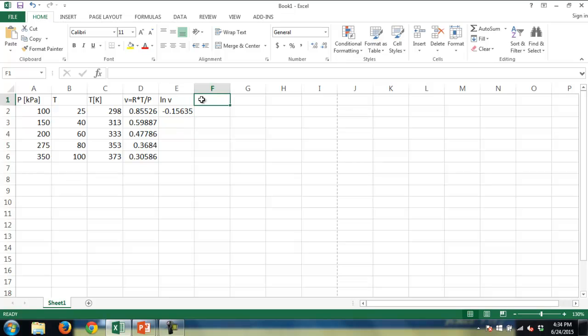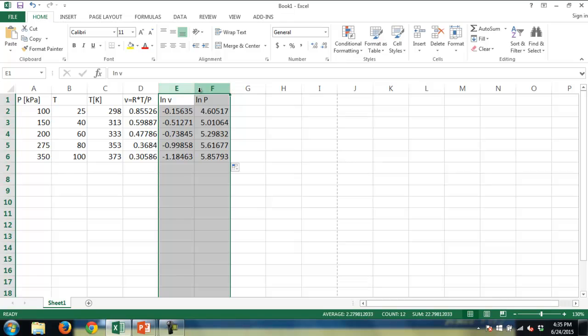And we're going to need to do on the y-axis the natural log of P. So I'll do that equal to the natural log of this column right over here. All right, and now let's go ahead and just copy and paste these down. Give us all of our values that we have, and so there we go. Now we can go ahead and plot this chart.